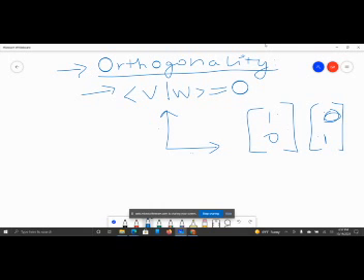Okay, so now we're going to discuss orthogonality. And as you may have already guessed from the section on projections, the inner product of two perpendicular vectors, as given here, is going to be 0. And the reason for this is because they are in no way in each other's direction.